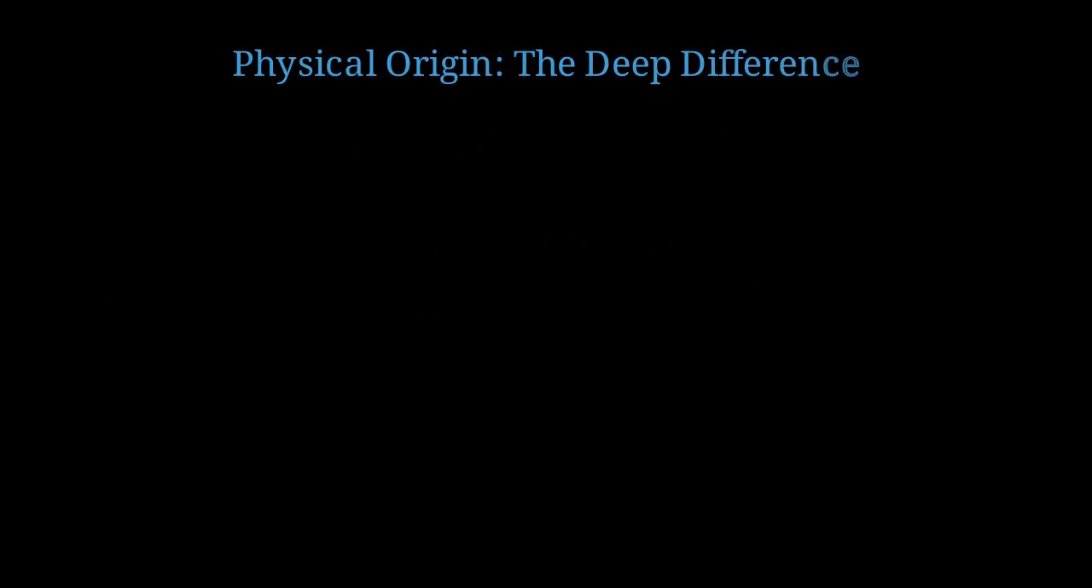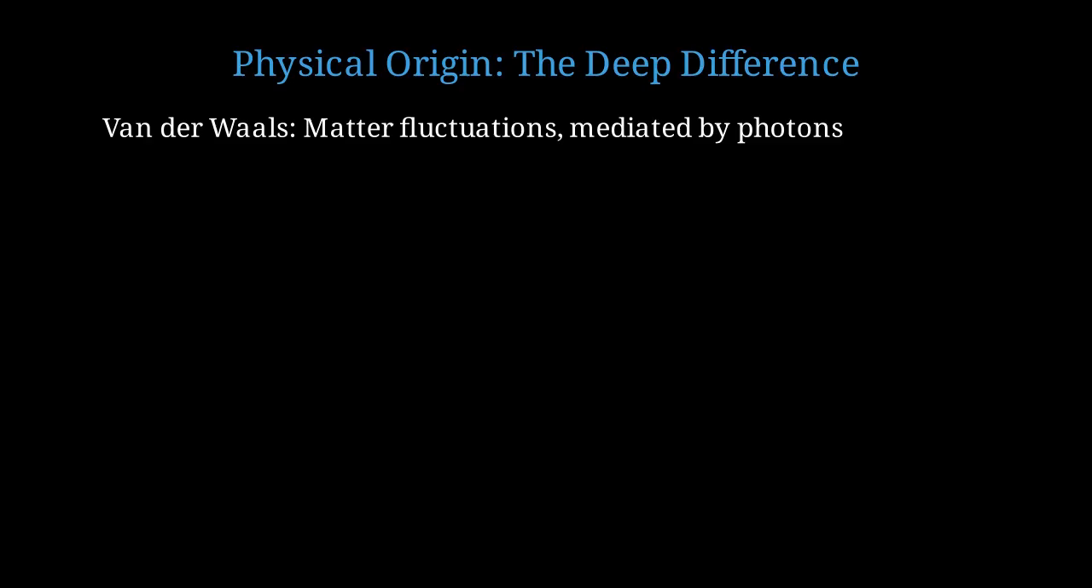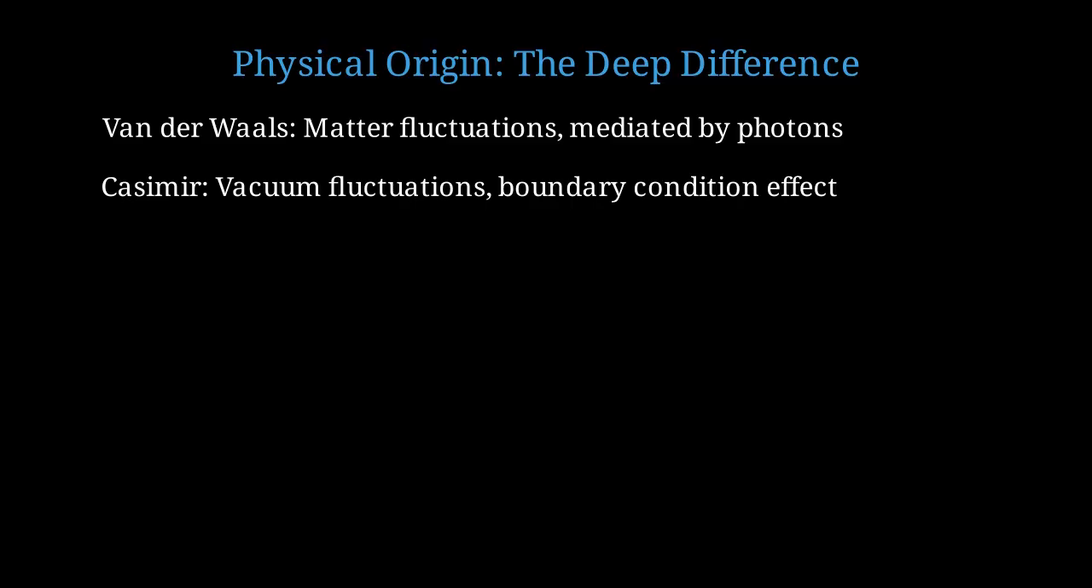Now let's discuss the fundamental physical origin of these forces, because this is where they truly differ. Van der Waals forces are ultimately electromagnetic in origin, arising from correlated fluctuations in charge distributions within matter. Van der Waals forces come from matter fluctuations that are mediated by virtual photons. They depend on the material properties like polarizability and dielectric constant. Casimir forces, on the other hand, come from vacuum fluctuations themselves. They're a boundary condition effect on the quantum vacuum. In principle, they exist even for materials with zero polarizability, though in practice, material properties do modify them.